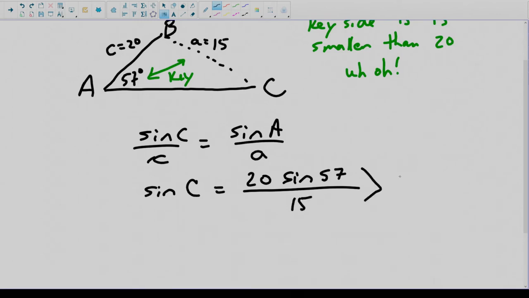And this is what we've got to check, right? What is the answer to that going to be? Is it going to be equal to 1? Is it going to be between 0 and 1? Or is it going to be greater than 1? Those are your three possibilities, right? So let's calculate it and see what it gives. So 20 sine 57 over 15, I'm going to do that. Let me bring up the calculator here so you can see it this time.